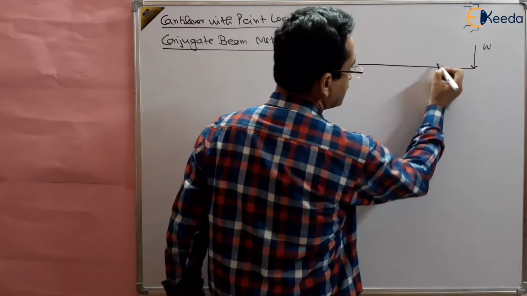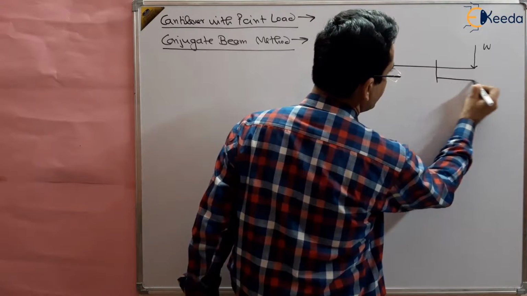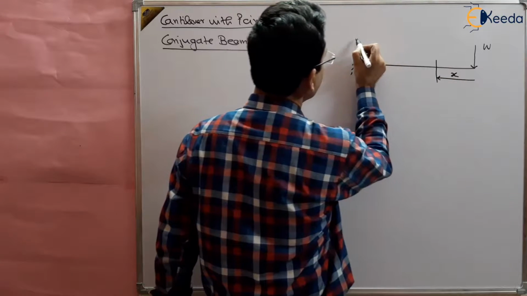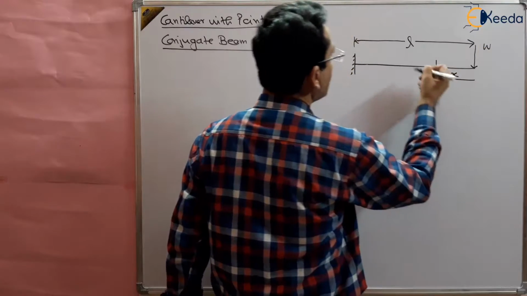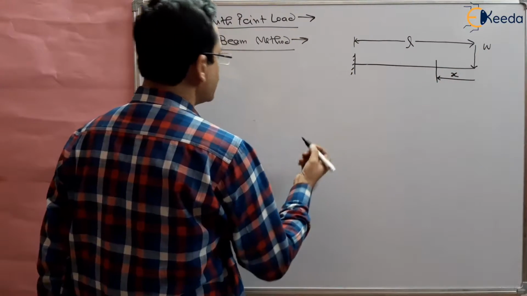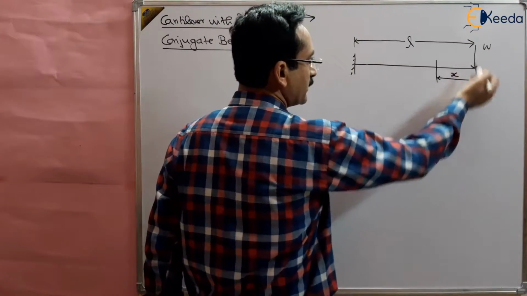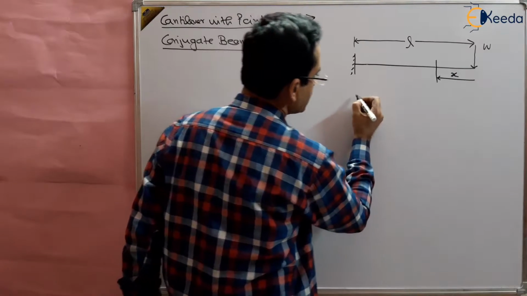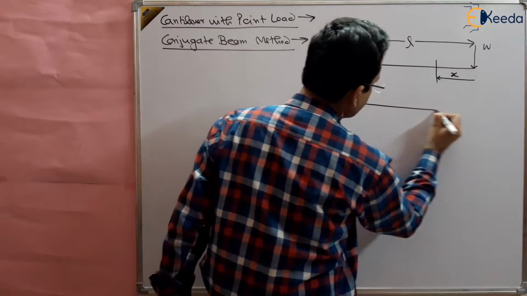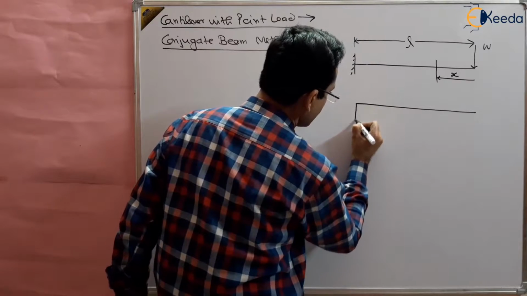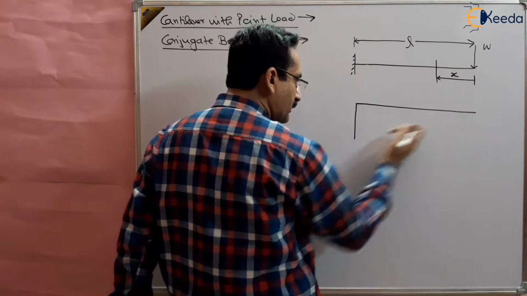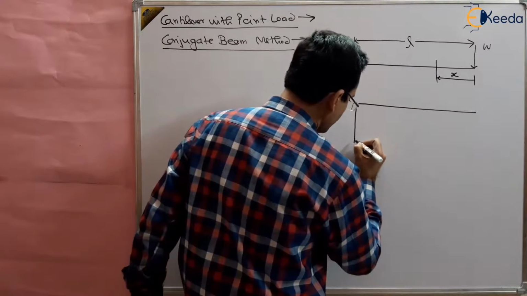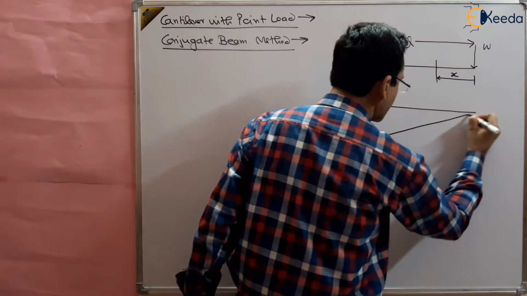Take the section X, and the total length of the beam is say L. Then the bending moment, you know already, will be W multiplied by X, and it will be a linear variation. So bending moment will be like this. I am drawing it directly. So Wx will be the bending moment, and it will be linear and negative. So this is the bending moment diagram.